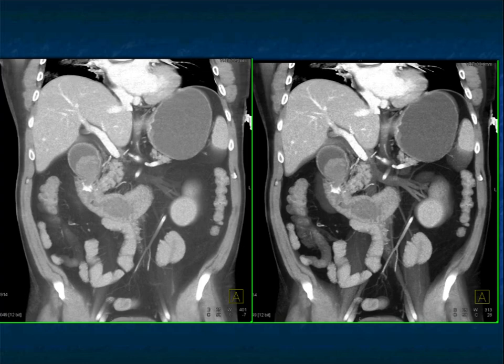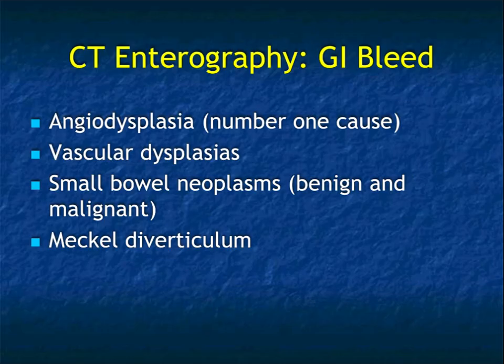And here it is as you go from arterial to venous. You can see that its brightness actually increased. Just a very nice example of that. Now, when we look at this small bowel looking for GI bleed, again, dedicated small bowel studies are ideal. CT enterography perhaps is the correct term.